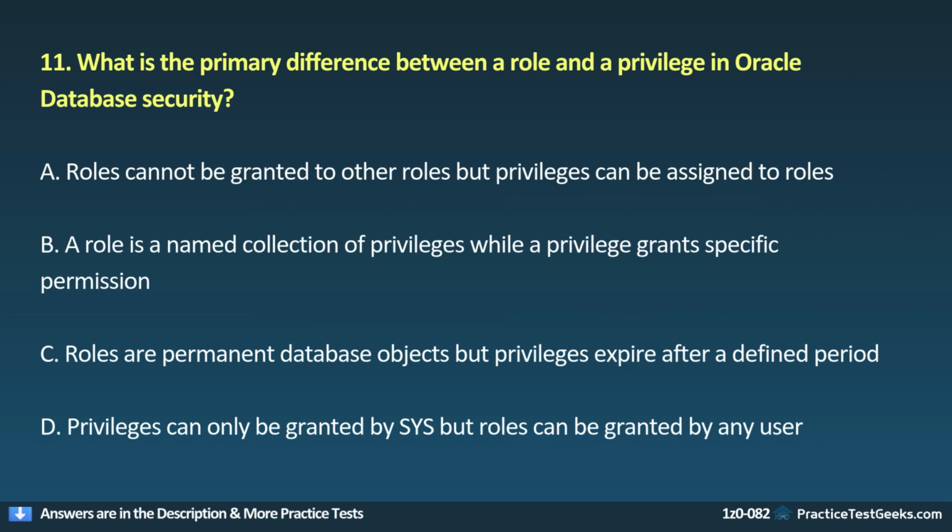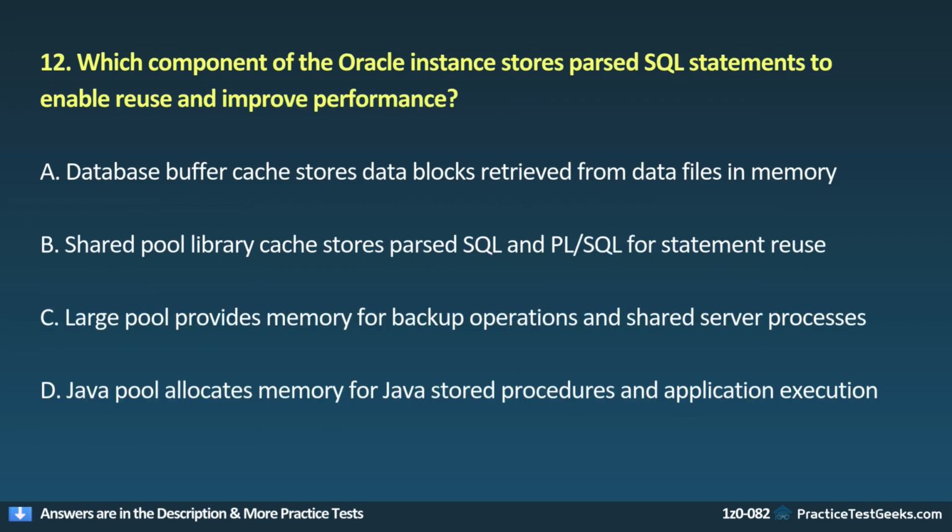A. Roles cannot be granted to other roles, but privileges can be assigned to roles. B. A role is a named collection of privileges, while a privilege grants specific permission. C. Roles are permanent database objects, but privileges expire after a defined period. D. Privileges can only be granted by SYS, but roles can be granted by any user.